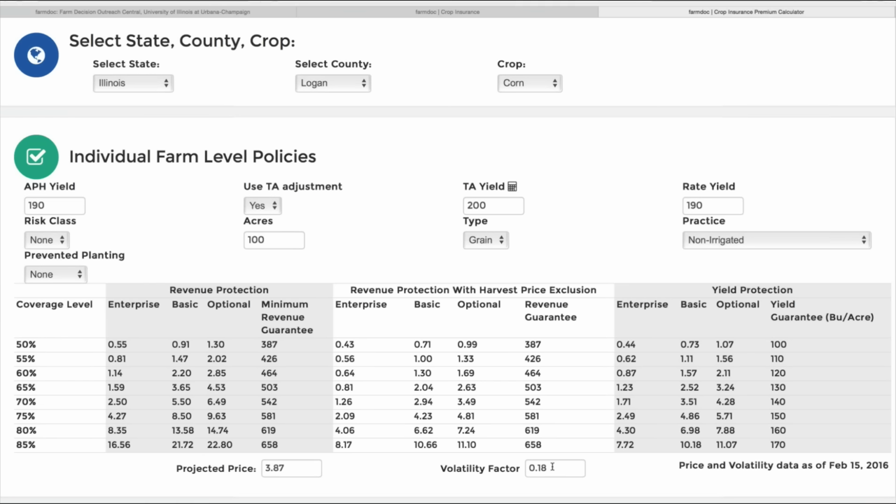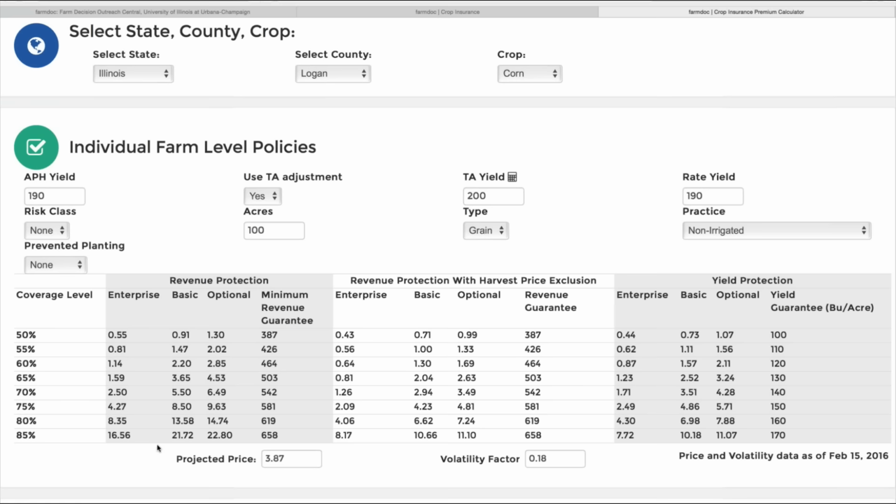There are actually three factors. The projected price is coming down, so that would cause it to come down. Volatility is likely to be lower, so that's coming down. RMA also just changes the rates from one year to the next year, and those rates actually increased our premium. So if we were running this 2015, this might be $16.10 if we were running this with 2015 rates. And these are all in dollars per acre. We had a question come in on that. These are dollars per acre. Premiums being quoted here are dollars per acre.